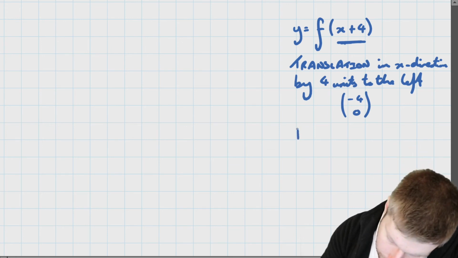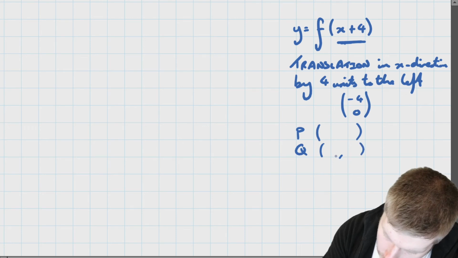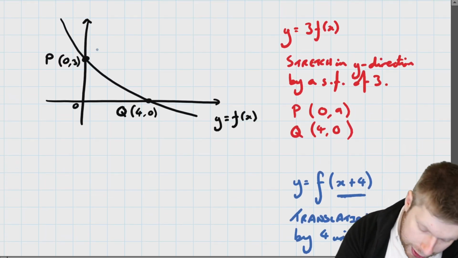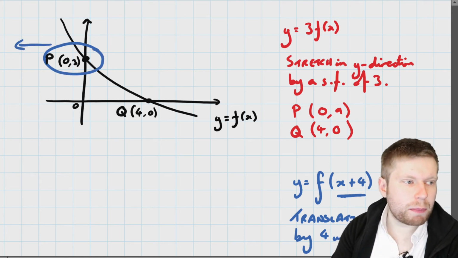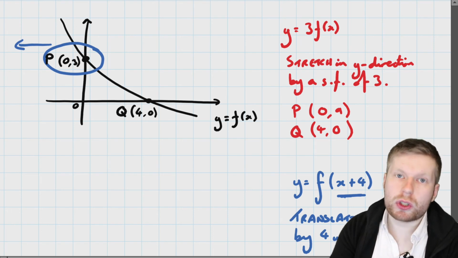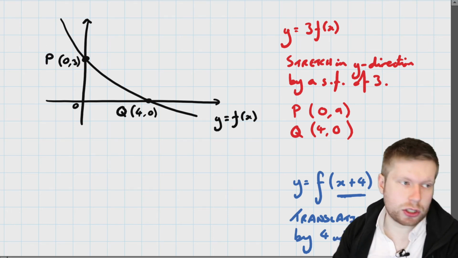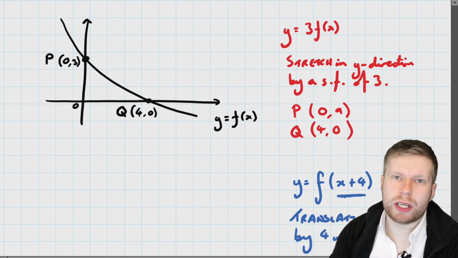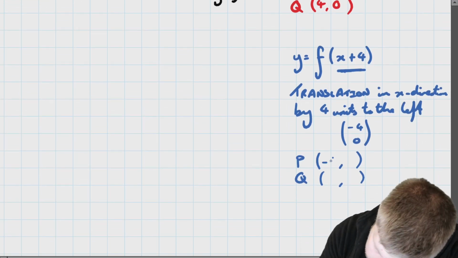Now let's work out where P and Q will end up, okay? Because I'm moving the whole graph to the left by 4, let's see where P will end up. So here's P, okay? If I move the entire graph to the left by 4, would you be happy that P will just shift to negative 4, 3, okay? So the y value doesn't change, but the x value changes to the left by 4. So instead of being at 0, it's moving to the left by 4, so it'll end up at negative 4. So it'll be negative 4, 3.